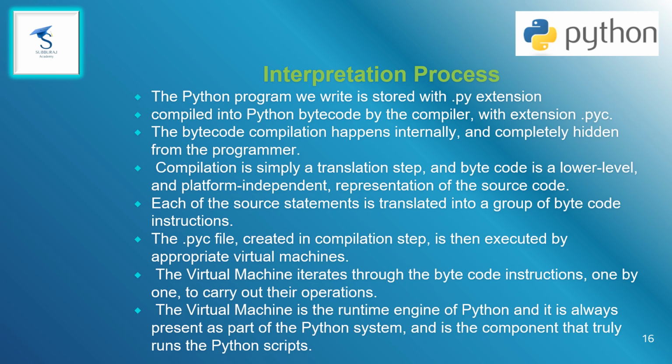So the compiler translates the source code into bytecode. The bytecode is executed by the virtual machine in the computer. The virtual machine is the runtime engine of Python. It's always present as part of the Python system. So the virtual machine is the one which runs the Python code. See the steps: source file, then the bytecode, and the bytecode is in turn given to the virtual machine for execution.